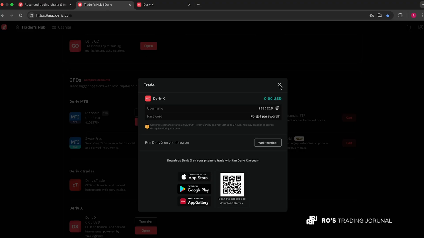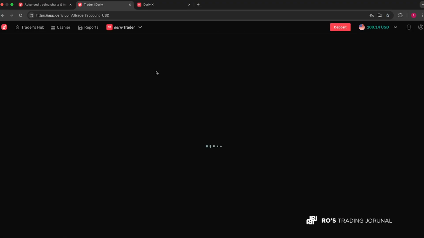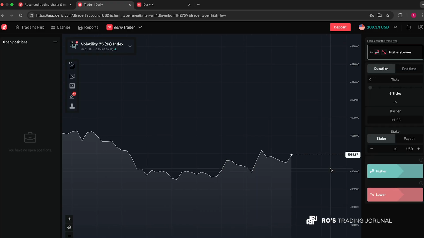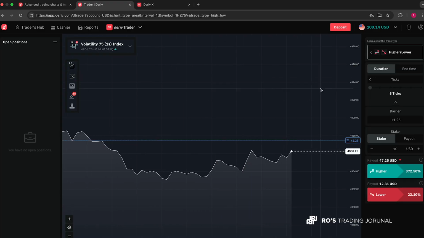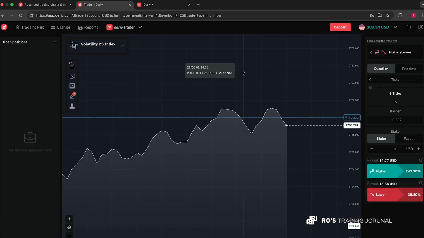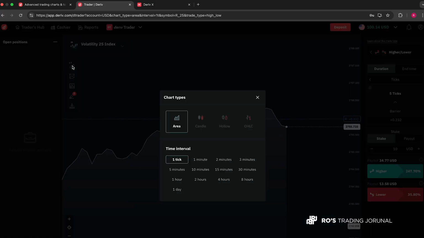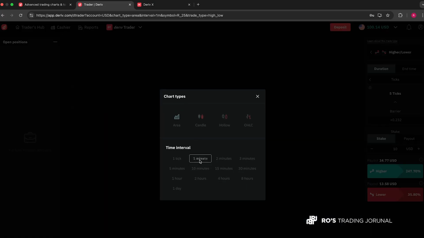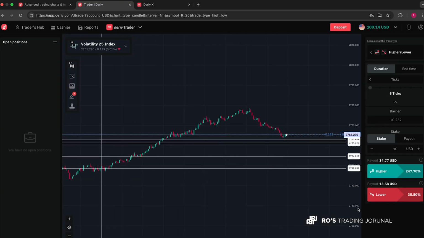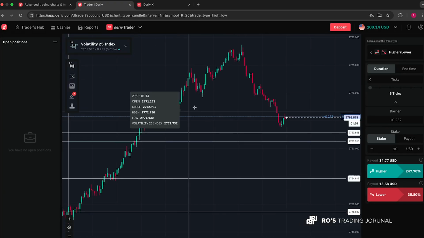Now when I go to the D trader, I look for the same pair. So I'm using the platform to trade and I use the high and low. Alright, I locate V25 and then I click the chart types and switch it to 1 minute so I can see the candlesticks. Alright, so this is on the 1 minute time frame.